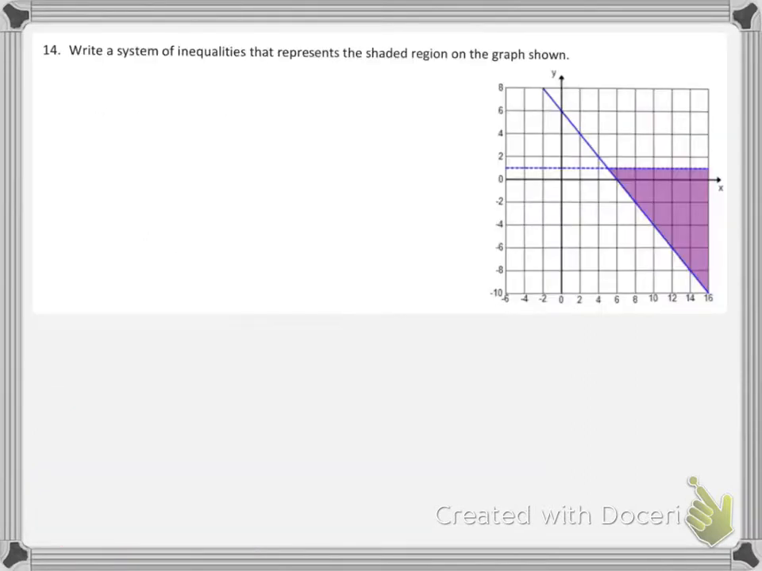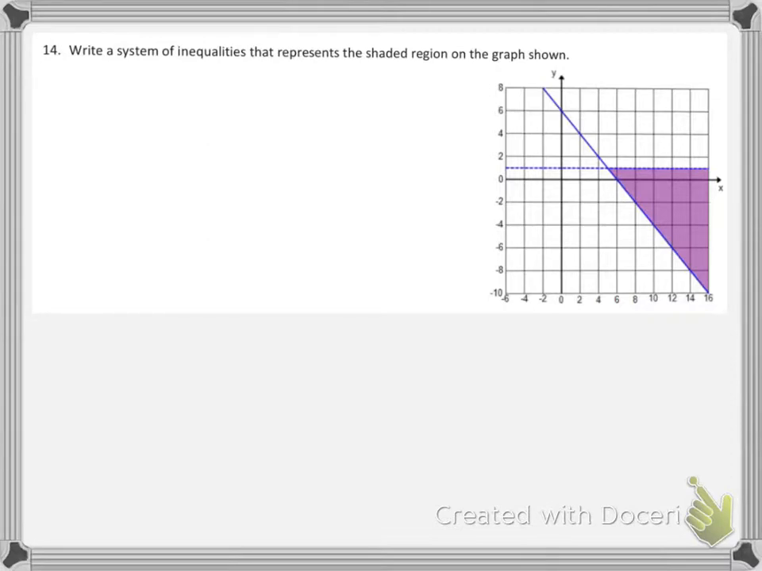All right, number 14. Write a system of inequalities that represents the shaded region. Well, in order to do this, I need to know the two equations of the lines, and then I have to think of them as inequalities so that I can figure out where the shaded part is. So let's first think of the lines as equations and find out what they would be.